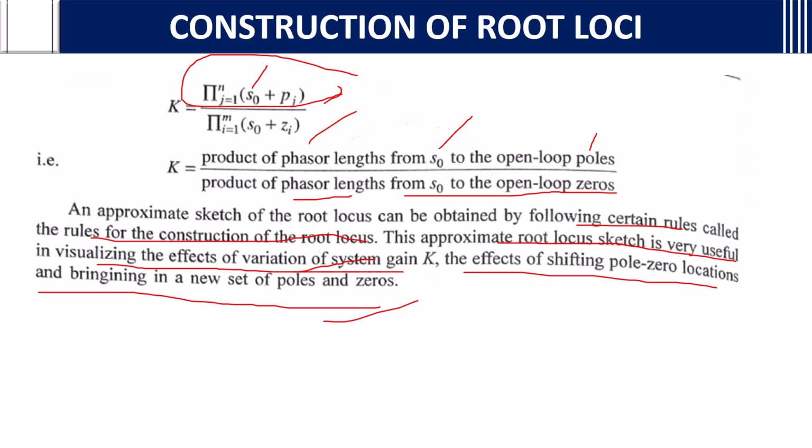What we can do in root locus, the main thing, is that using some rules we can construct the root locus using poles and zeros, and it is very useful. Because we can visualize the variation of the system gain K, and we can see the effects of shifting pole and zero locations into a new set of poles and zeros. We will see the rules in the next video.